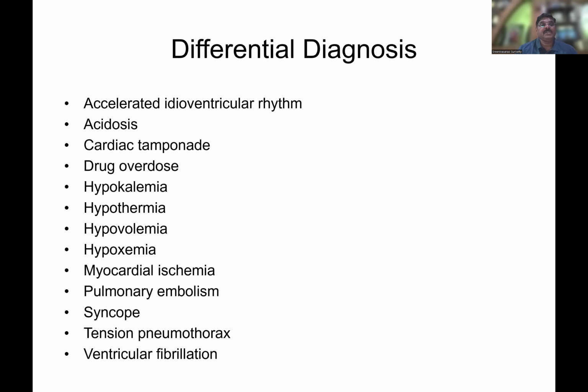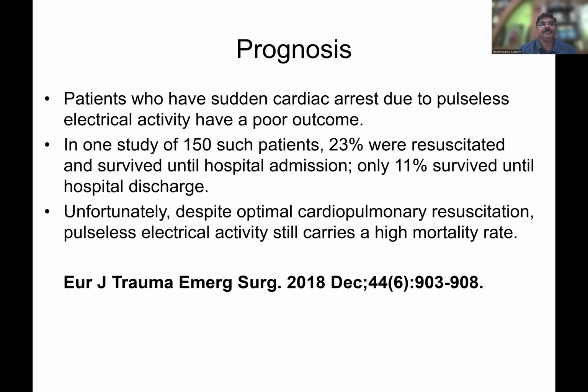So differential diagnosis: there are a number of different diagnoses for PEA: accelerated atrial rhythm, acidosis, cardiac tamponade, drug overdose, hyperkalemia, hypothermia, hypovolemia, hypoxemia, myocardial infarction, pulmonary embolism, and tension pneumothorax, and ventricular fibrillation. These are all the reasons for the PEA activity. So if you correct all the reasons, automatically the condition will be corrected.